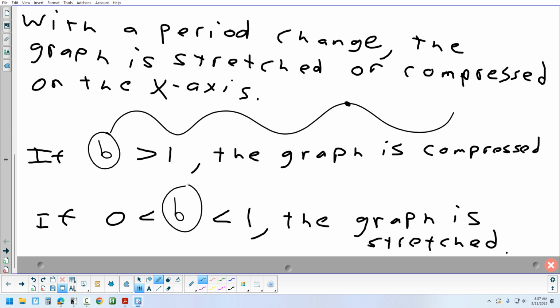The closer that number gets to 0, the more of a stretch you get. You can't make it 0, because if you make it 0, that would wipe your whole wave out, and you just have a flat line. So it can't be 0.